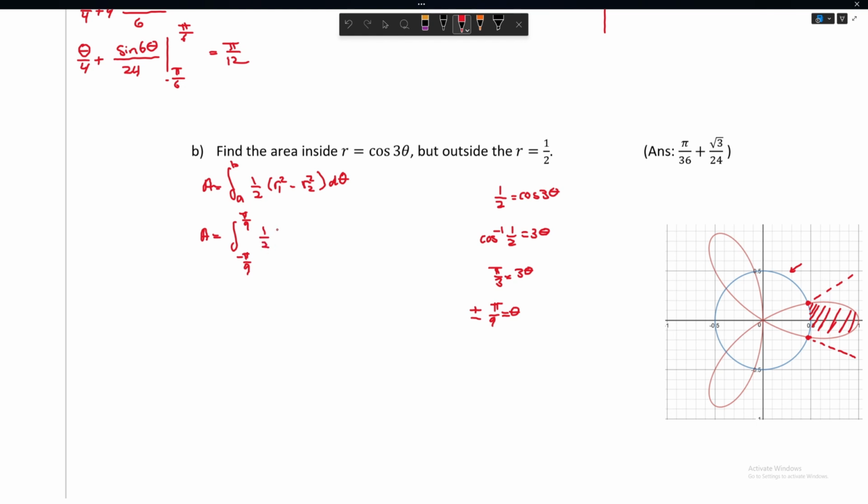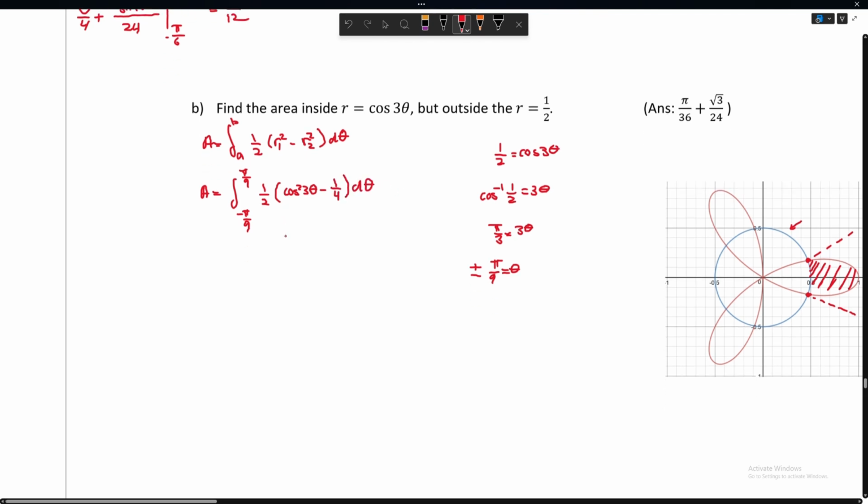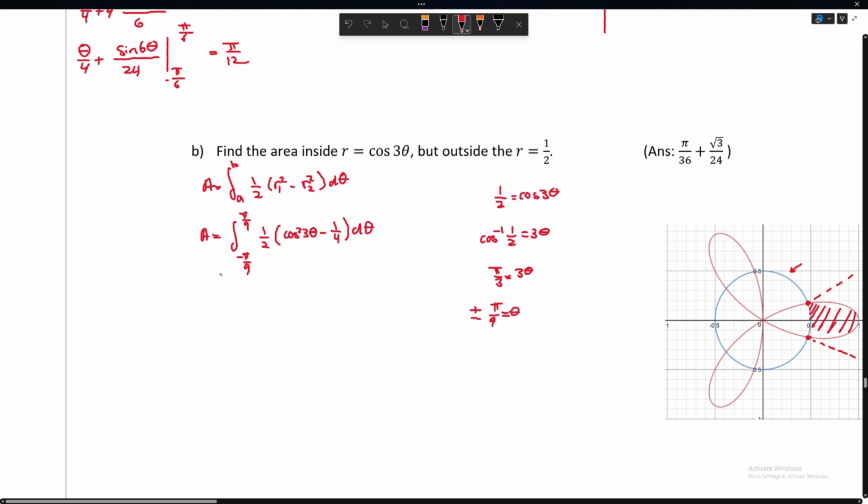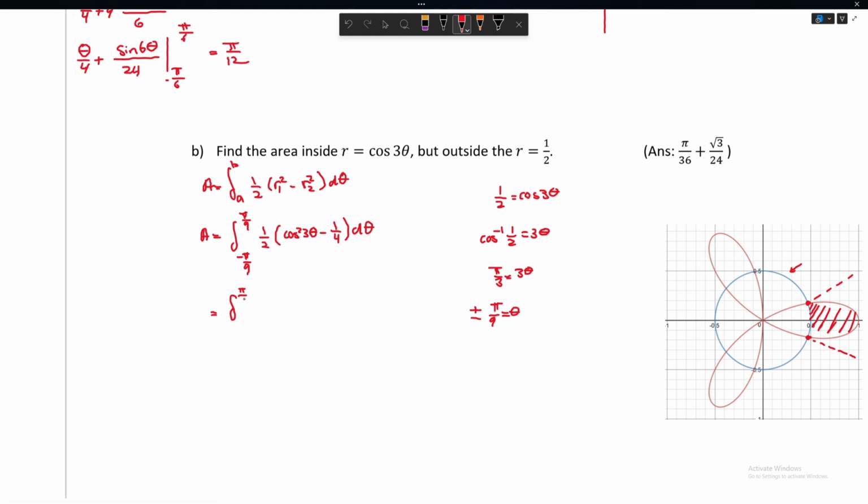1 over 2, R squared is cos squared 3 theta, minus R squared is just 1 over 2 squared, which is 1 over 4. I am skipping steps here. You can let me know if you don't understand. Oh well. Ask ChatGPT.